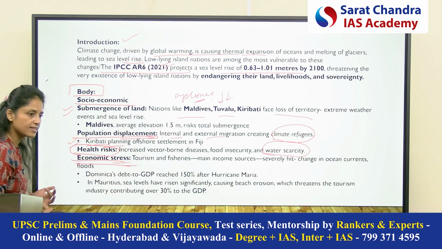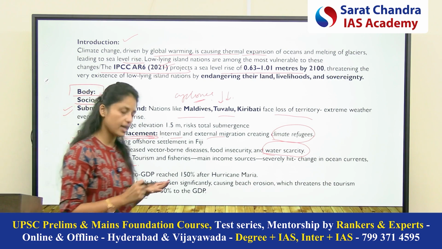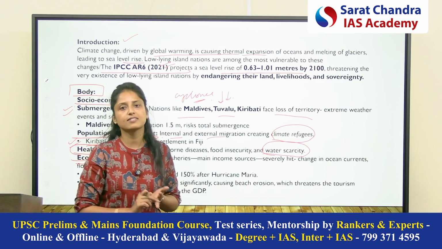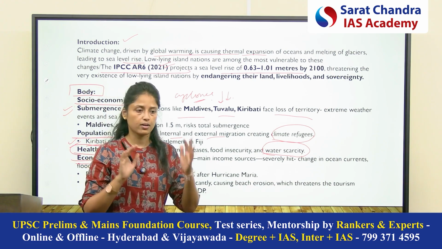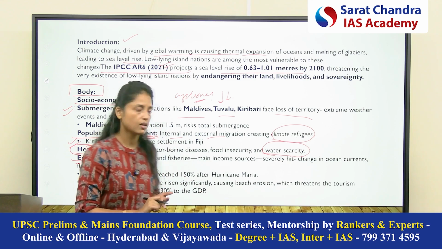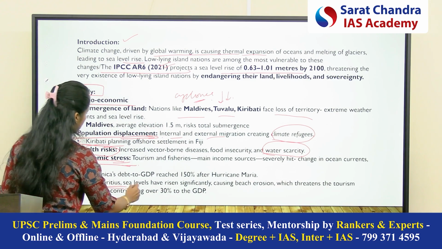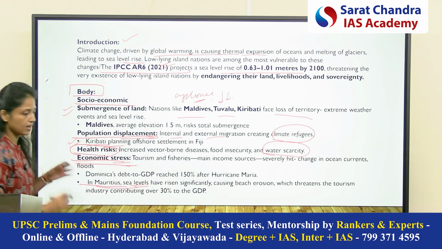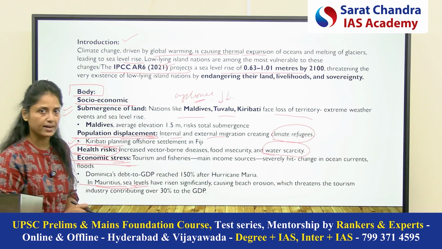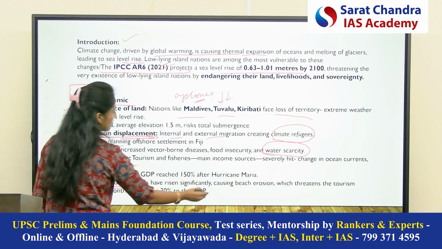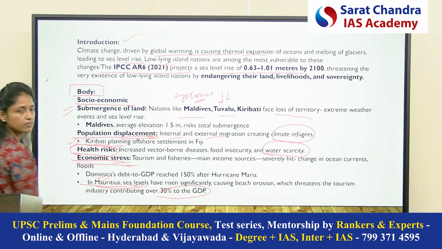Now, coming to the economic stress. See, economic stress can be because of tourism also. It can be because of the fisheries sector also, because island nations depend a lot on fisheries sector. Okay, so here you can quote one example also, that because of the sea level rise, the tourism and fisheries sector is impacted, and it can cost around 30% of GDP to Mauritius.